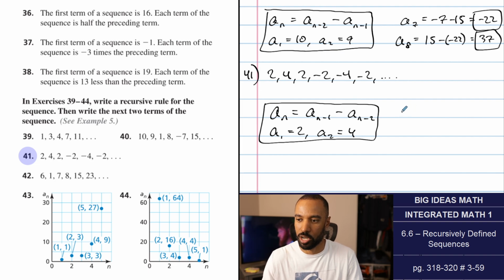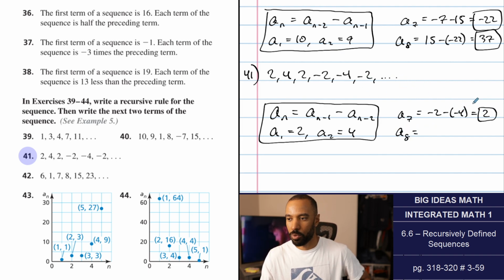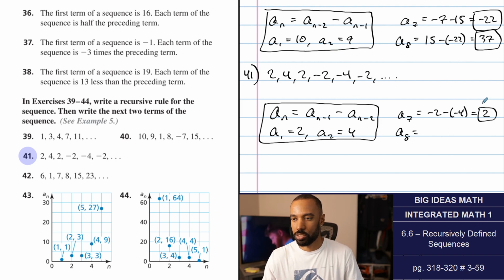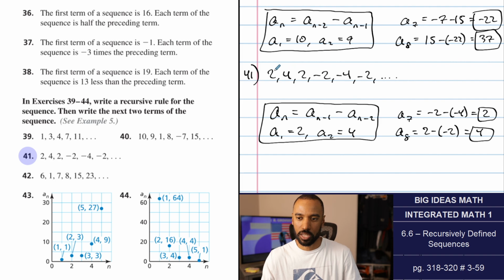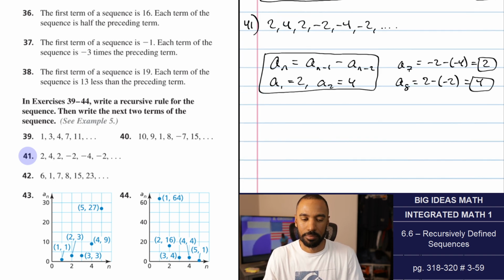So that's the first 6 terms. The 7th term, we're going to have to take this one minus that one. So -2 minus -4, which is 2. We're probably going to repeat this set again. And the 8th term, well, let's see. -2 minus -4. Now it's 2 minus -2, which is 2 plus 2, which is 4. So yeah, it looks like it's going to repeat, 2, 4, 2, etc. Kind of goes back again.